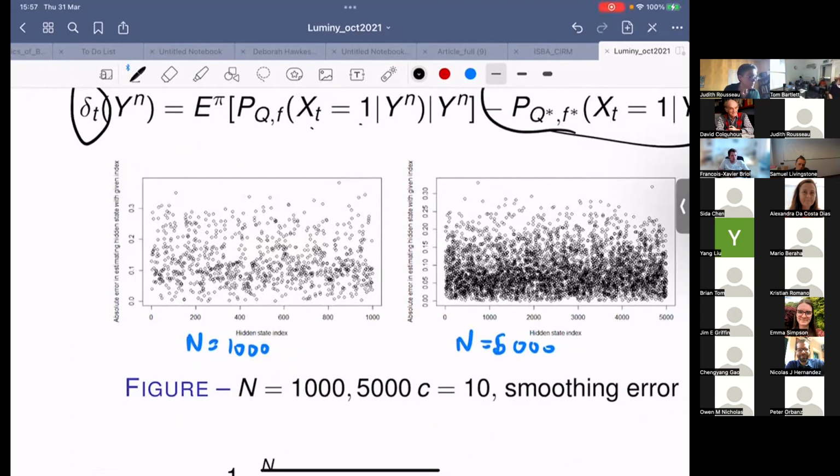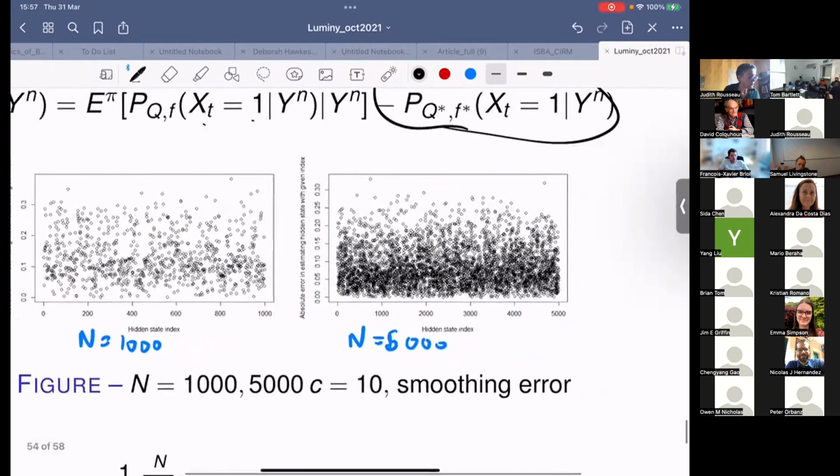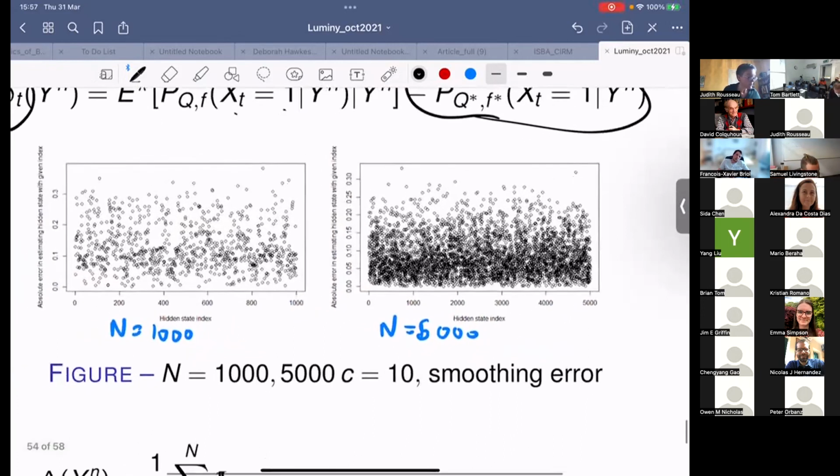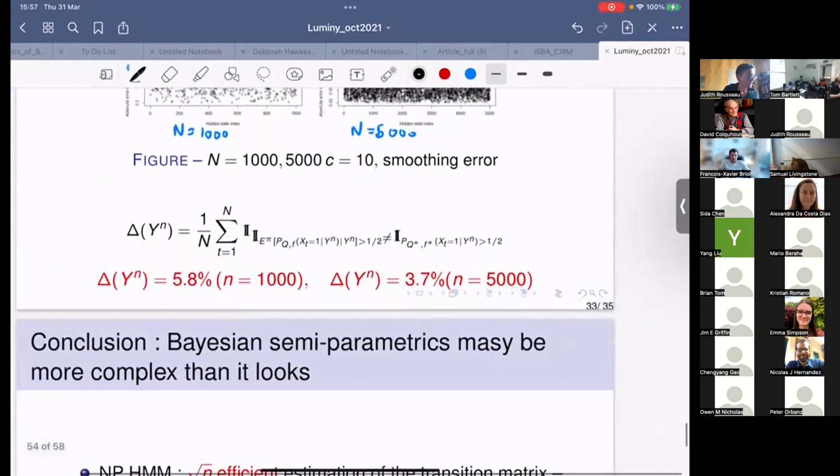With 1,000 observations, it's not too big, but it's not too small either. It's still a bit spread out everywhere. And when you go from 1,000 to 5,000, then it starts shrinking very much towards 0.05. Most of them are between 0.0 something and 0.05. So it's quite good, and you do see that there is concentration as n goes to infinity. And in particular, you can count the number of times that you are misclassifying using the smoothing as a classifier. With 1,000, you're misclassifying 5% of the time, and with 5,000, you're misclassifying 6% and 4% of the time.